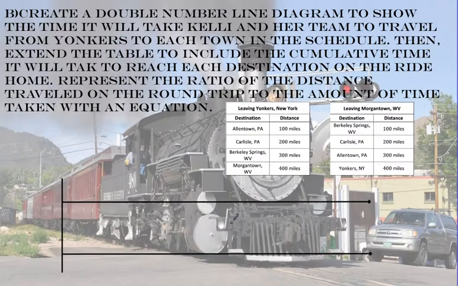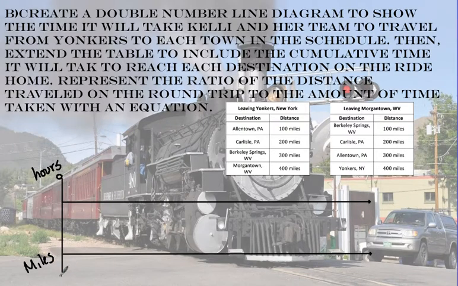So now we're going to take this one step further. Now we are going to create a double number line diagram to show the time it will take Kelly and her team to travel from Yonkers to each town in the schedule, and then extend the table to include the cumulative time it will take to reach each destination on the ride home. So on top, I'm going to put my hours, and down here I will put my miles.